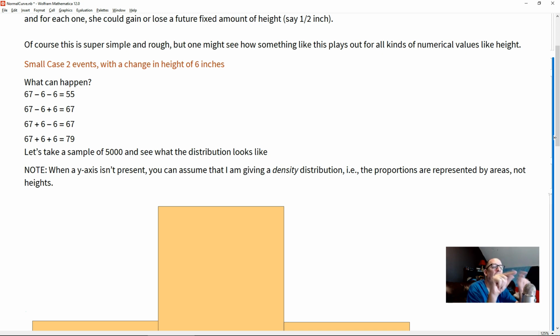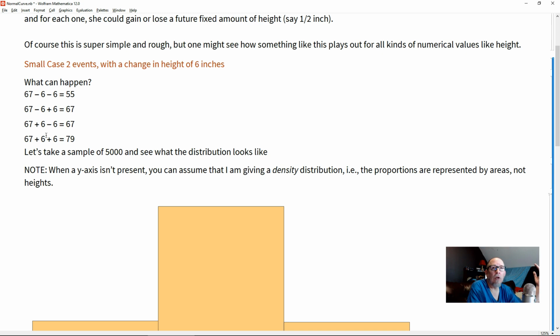Both events could go badly, and we'd end up taking 67 inches and subtracting 6 inches each time. The first one goes badly and we subtract 6 inches, but the second one goes well and we add 6, so nothing happens. Vice versa, something goes well and then something goes bad, and nothing happens. Or both things go well and we end up adding a foot. So there are 4 different outcomes from having 2 events, each one affecting us by 6 inches.